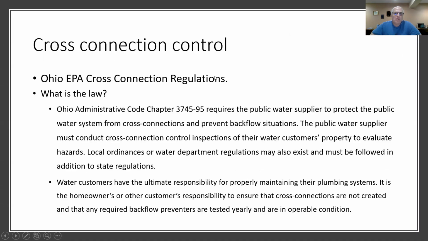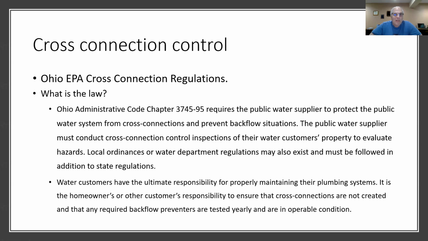Ohio EPA has cross-connection control regulations. The law is 3745-95, which requires public water suppliers to protect the public water system from cross-connections and backflow occurrences. The public water supplier must conduct cross-connection control inspections of their water customers' property to evaluate if there are any hazards on that property. In other words, if that customer uses the water in such a way that might be a hazard if it backflows into the public water system, you have to note that in your inspection, and you have to do something about it. Local ordinances and water department regulations may also exist, and of course have to be followed in addition to any state regulations that there are.